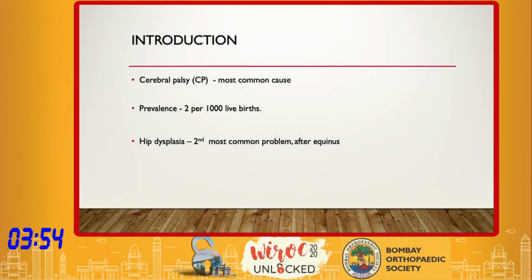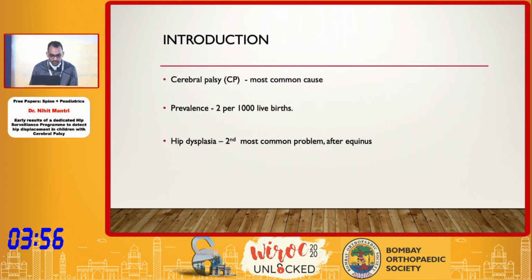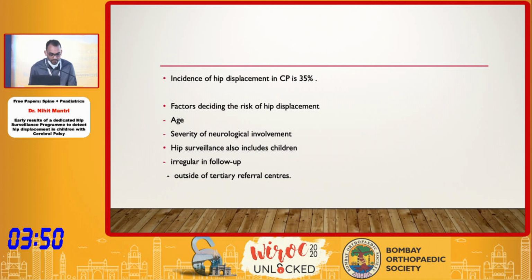Cerebral palsy is the most common cause of physical disability in children. Prevalence is 2 per 1,000 live births. Hip dysplasia is the second most common problem after equinus. Incidence of hip displacement in CP is 35%.